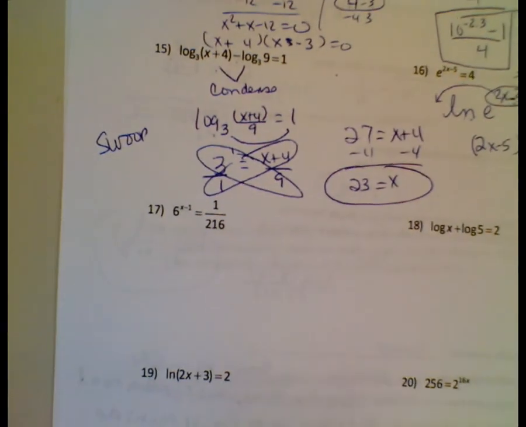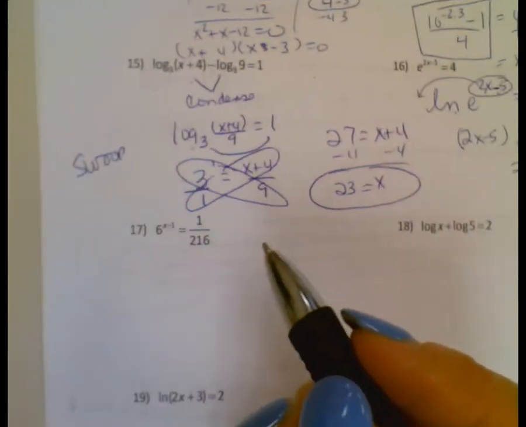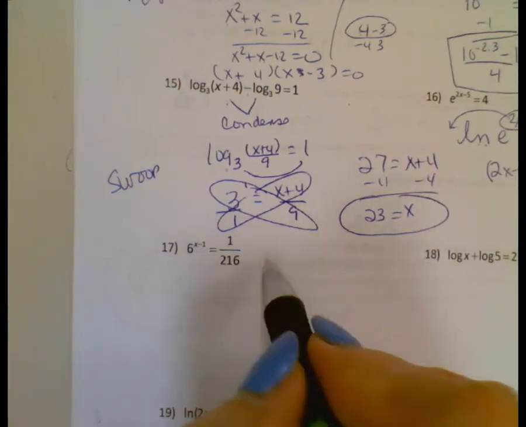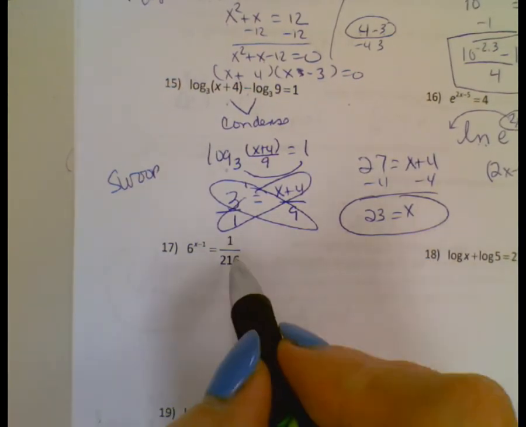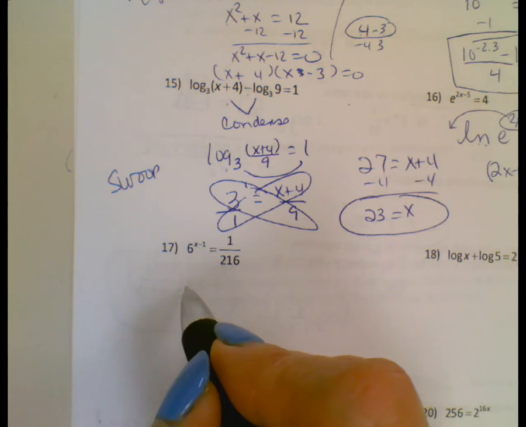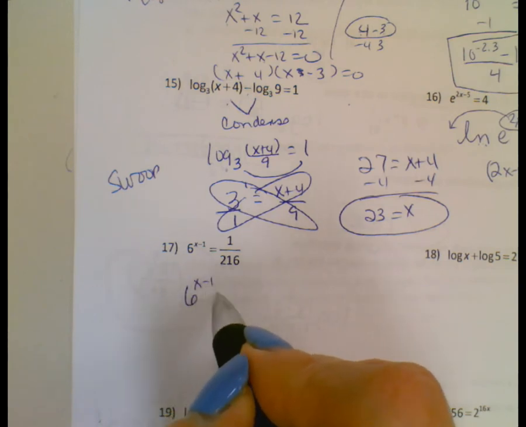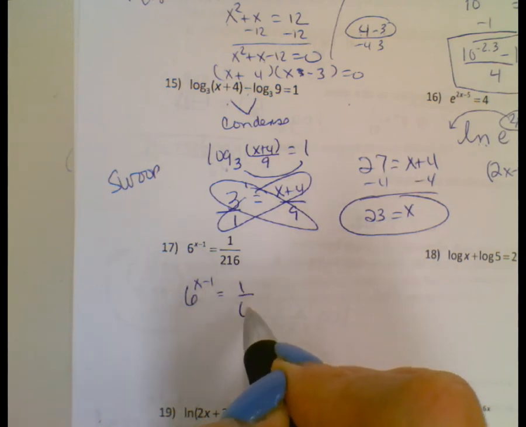17. I'm sorry this is so long. So 17, there's no logs in the problem, but I think I can get this in the same base. I'm going to try this without using logs. 1 over 216 is 6 to the what?